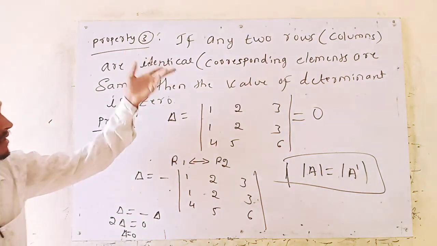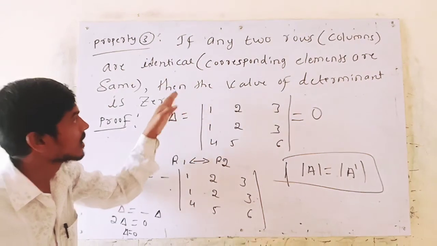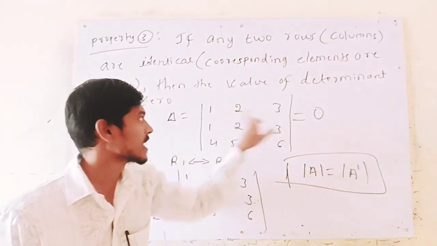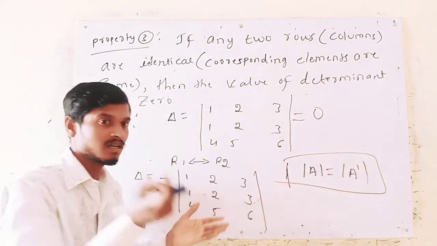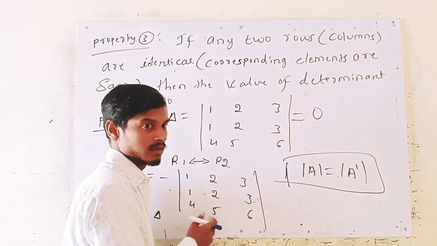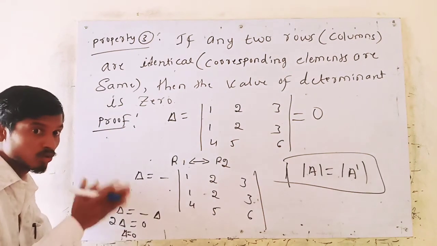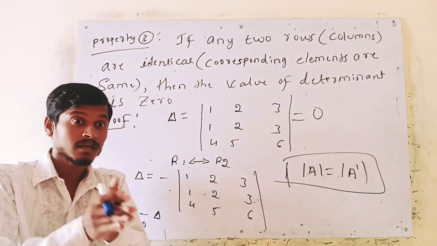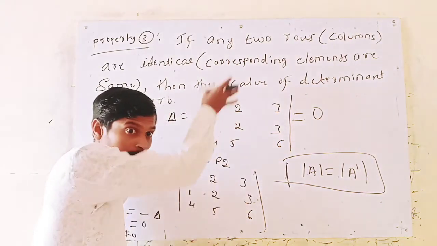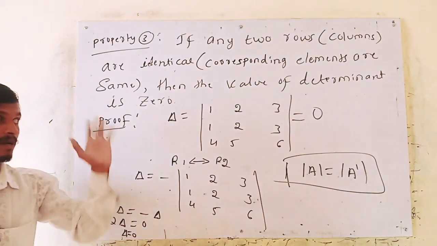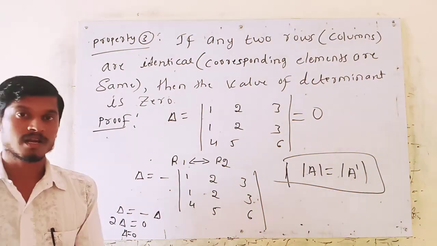Then property number 3: if any two rows or any two columns are identical, then the value of the determinant is 0 directly. It is not necessary to evaluate the value. You have to write the answer as 0 directly. If any two rows or any two columns are identical, 100% corresponding elements are equal: 1 equal to 1, 2 equal to 2, 3 equal to 3. Remember, all the corresponding elements are equal. Okay, so thank you. I will continue in the next class.